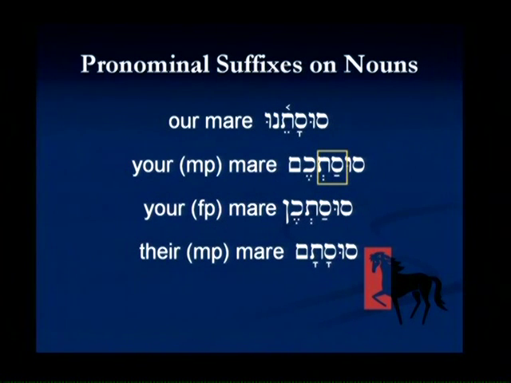All right. Their mare is Susatham. Their mare feminine is Susathan. Now, please keep in mind, when we talk about the plural here, we're not talking about the noun, we're talking about the pronoun. Okay? When we say feminine plural, it's the pronoun that's feminine plural, not the noun. The noun here is feminine singular. It's a feminine singular noun with a third feminine plural pronominal suffix.